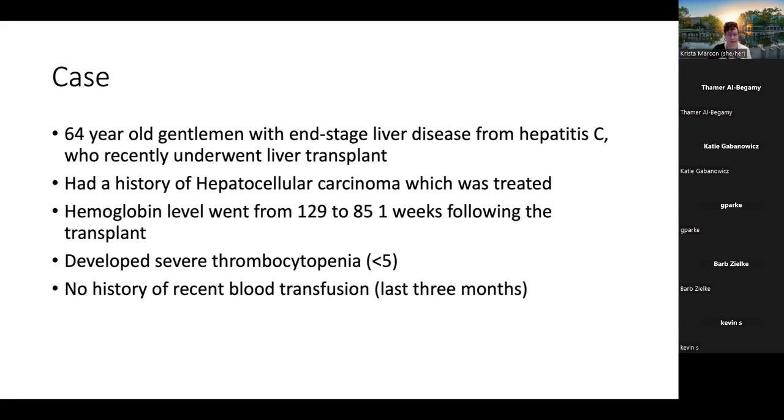So we had a case of a 64-year-old male with end-stage liver disease from hepatitis C, who recently underwent a liver transplant. He had a history of hepatocellular carcinoma, which was treated a long time ago. The patient developed severe thrombocytopenia, less than 5,000, and his hemoglobin dropped from 129 to 85, 7 days post-transplant. There was no history of recent blood transfusion in the last 3 months.